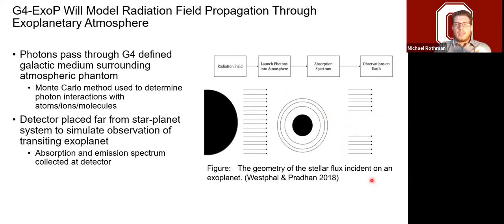Now we place the detector far from the star in the system to simulate the observation of a transiting exoplanet. We collect the absorption and emission spectra here at the detector, similar to how we would observationally on Earth.